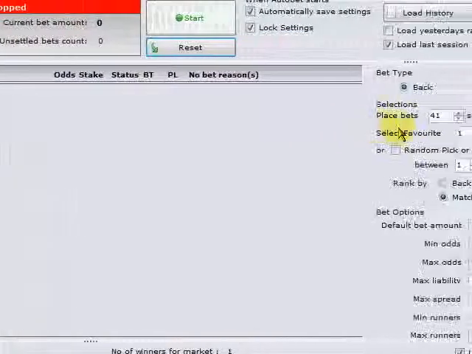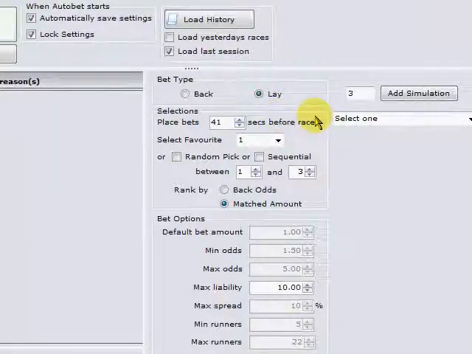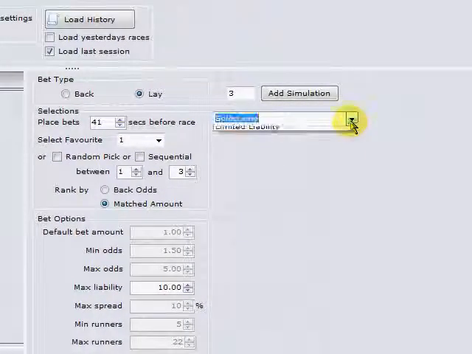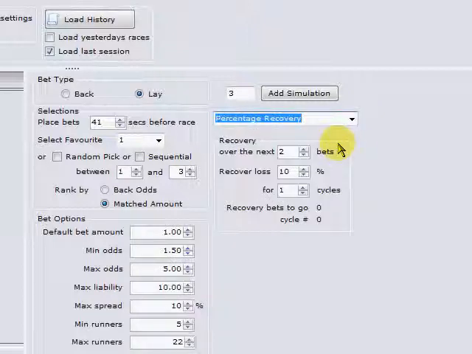In this video we're going to do a lay recovery method in the Autobet module for the Bettaway program. So first of all, we'll click on the lay option there, and I'm going to go for percentage recovery. Now what this one does is recoup a certain percentage over a certain amount of bets and over a certain amount of cycles that we can put here in our options.